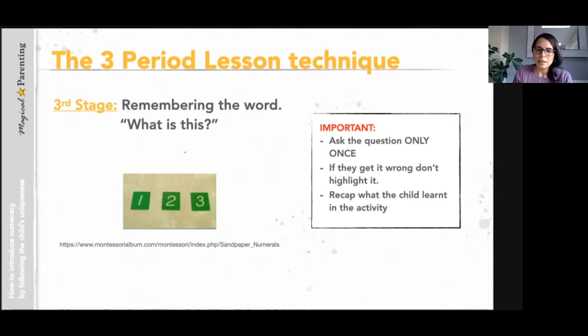This technique, the 3-period lesson, can also be used, for instance, when you are outdoors and you want to introduce a new word. For instance, you see a flower, you see a dandelion, and then you start to say, oh, look, a dandelion. Oh, this is a dandelion. Do you want to say dandelion? And then, would you like to gently touch the dandelion? Oh, do we want to smell this dandelion? Can you see any other dandelion around? And maybe we can even count the petals of the dandelion. Though there are quite a lot.